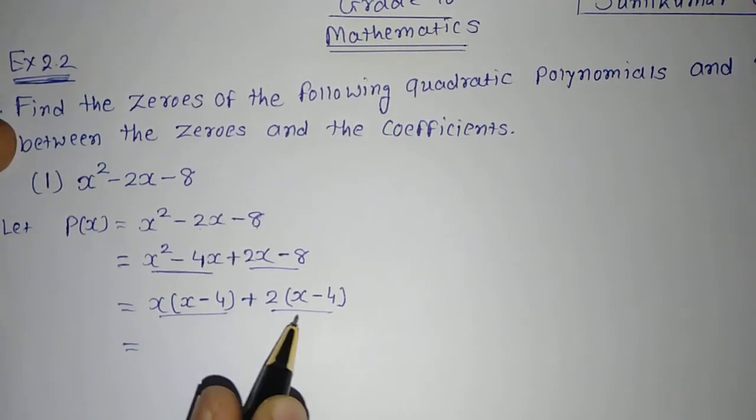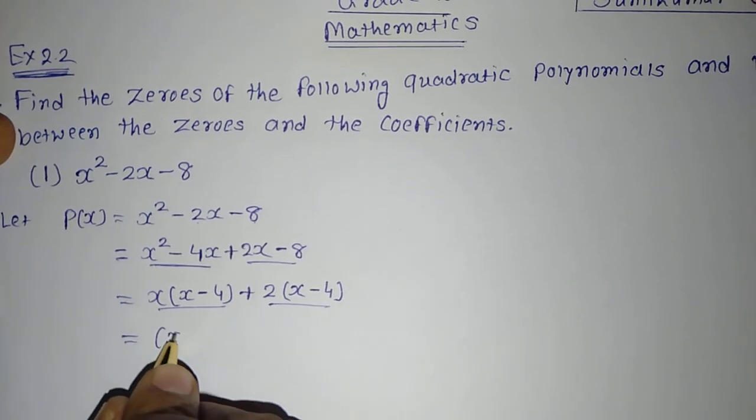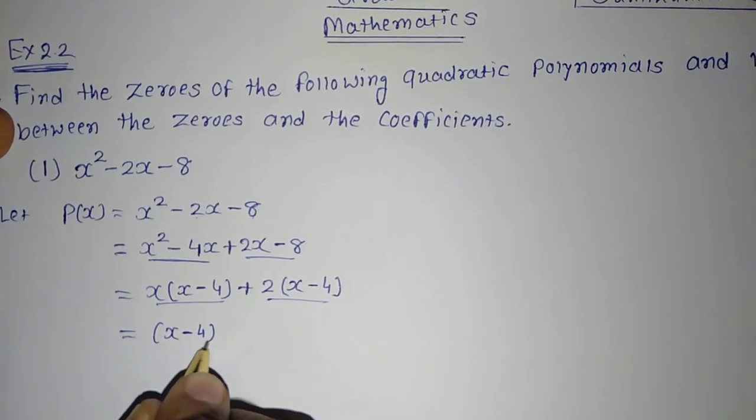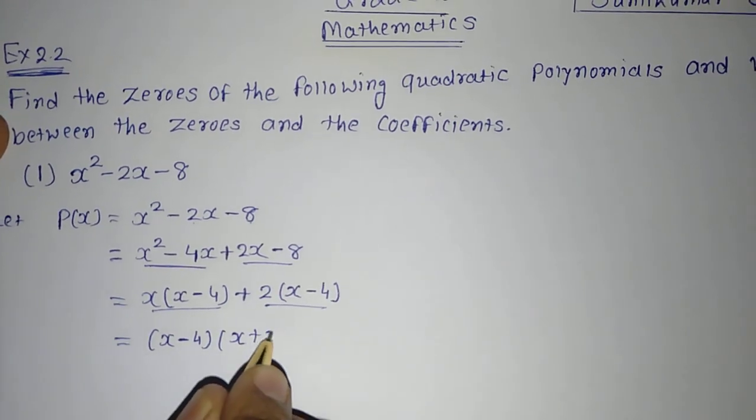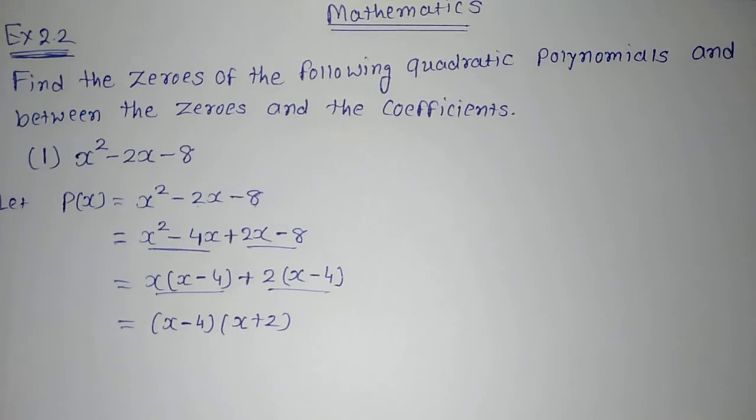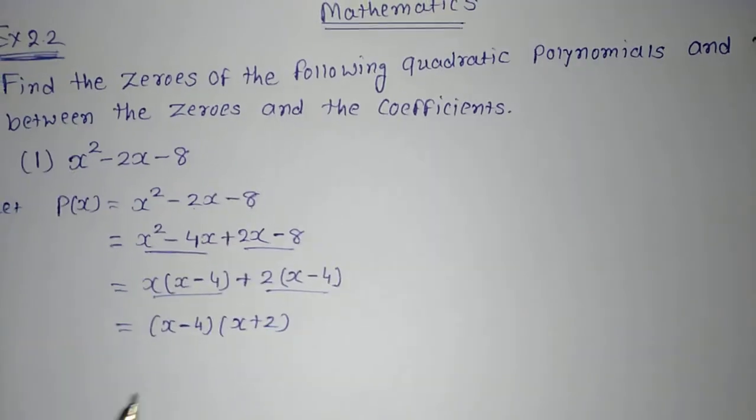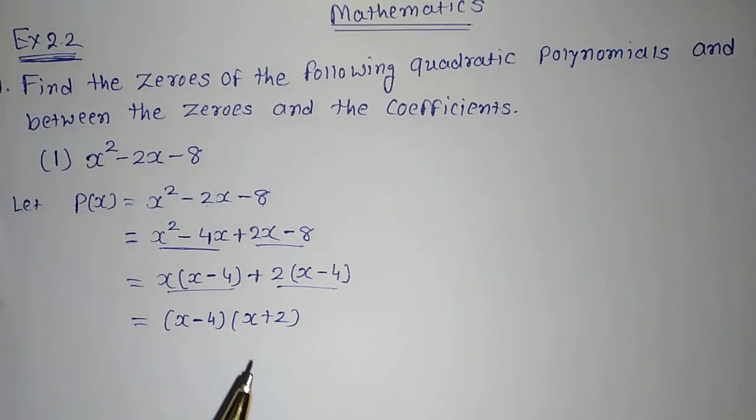So here we got this common out of these 2. You can see x minus 4 is common. So I will take it common. X minus 4. So what is remaining here? That is x plus 2. So these are the two factors we got, x minus 4 and x plus 2.